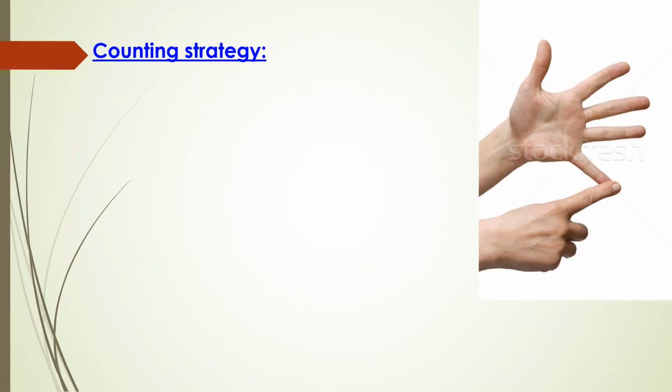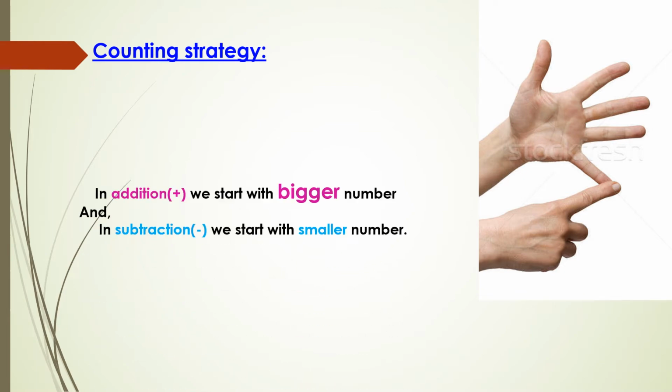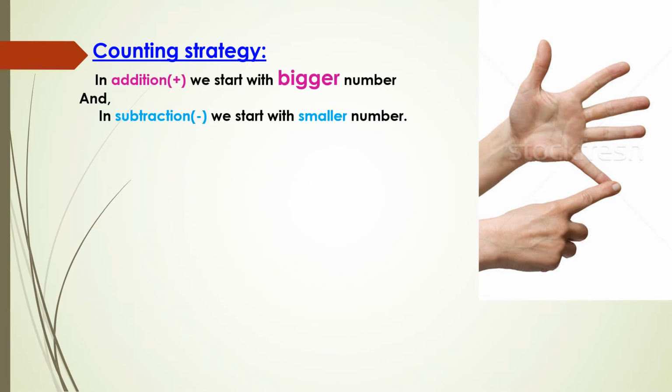Now we will study the next strategy, which is counting strategy. Counting means that I am using my fingers that will help me to solve addition and subtraction problems. In counting strategy, we have two important rules, which are, in addition, we start with the bigger number. Again, in addition, we start with the bigger number. While in subtraction, we start with a smaller number.